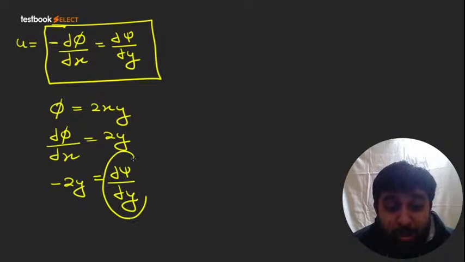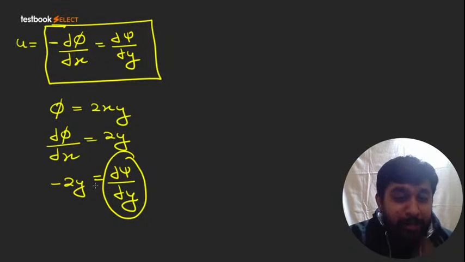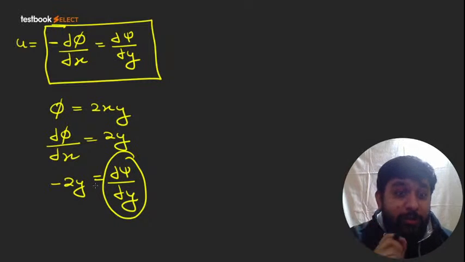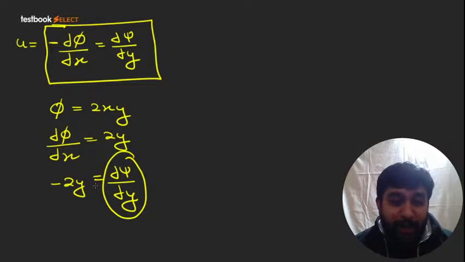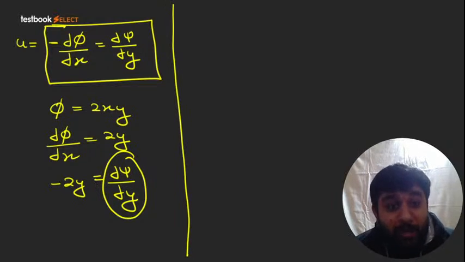So if I partially differentiate psi with respect to y, I get minus 2y, and Abra is totally correct. Abra is telling us that this is the Cauchy-Riemann equation. Very good. Totally correct, Abra. See, by talking with you all, I also learn new things, right?